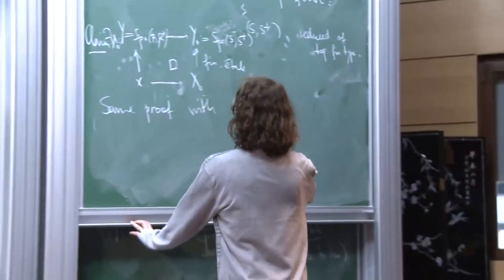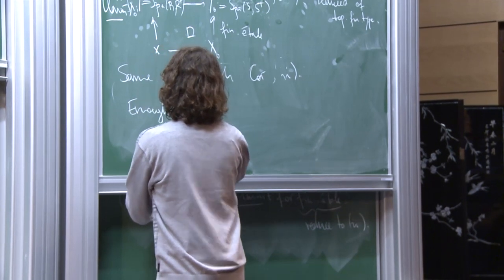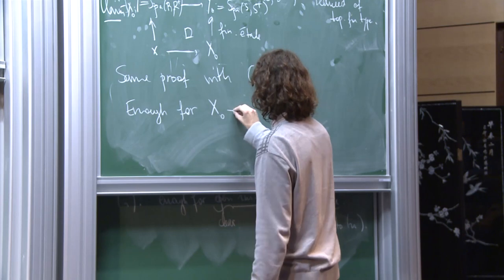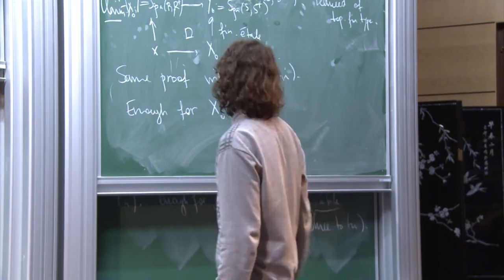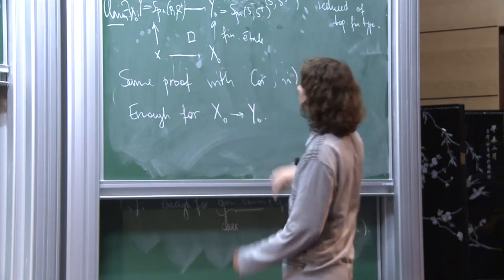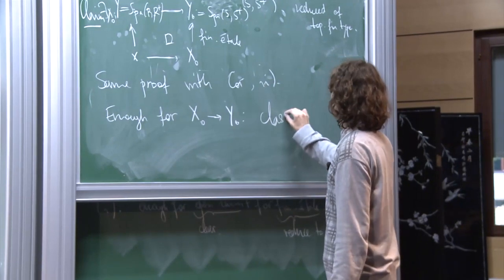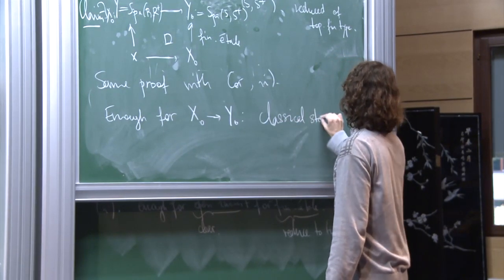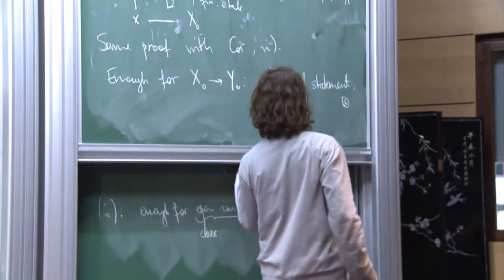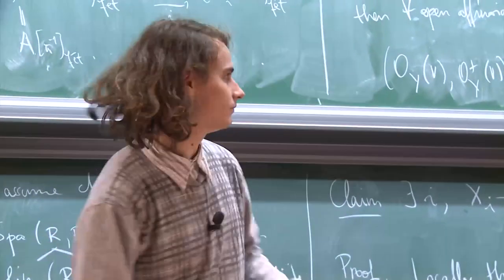So finally, it's enough to prove our claim for X_0 to Y_0, because we know how to compute the fiber product if this is affinoid and finite étale over this. And so that's a classical statement in rigid geometry.